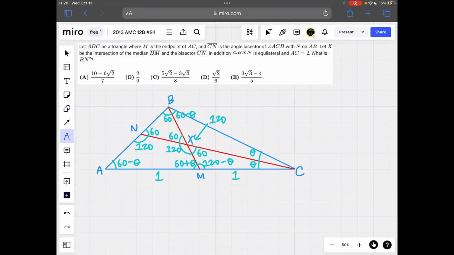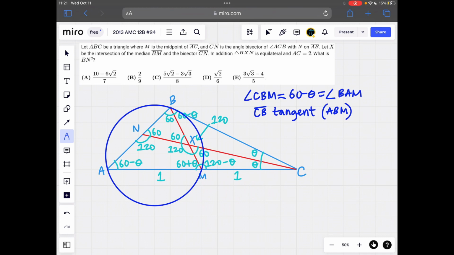From here, having all our angles labeled, we notice that angle CBM is equal to 60 minus theta, but that's also equal to angle BAM. And this implies that CB is tangent to the circumcircle of ABM. So if we draw in the circumcircle of ABM, then line segment CB is tangent to that circle. So we can use power of a point to get the length of CB, because we know CM and MA, they're both 1.